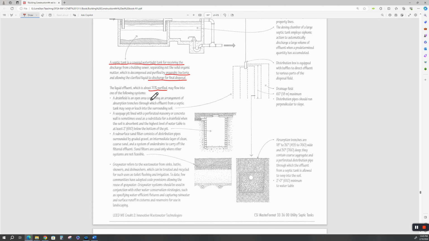Assume. All right. It can go to a drain field. It can go to a seep pit lined with a perforated masonry or concrete wall, sometimes used as a substitute for a drain field when the soil is absorbent and the highest level of water table is at least 2 feet below the bottom of the pit.